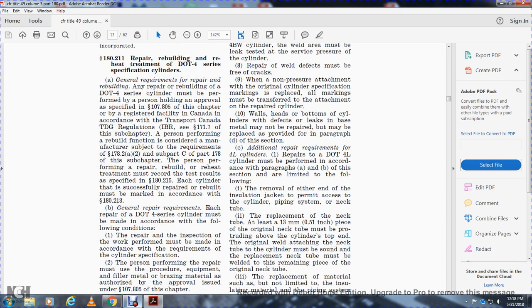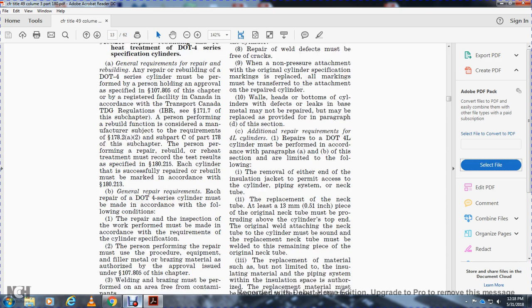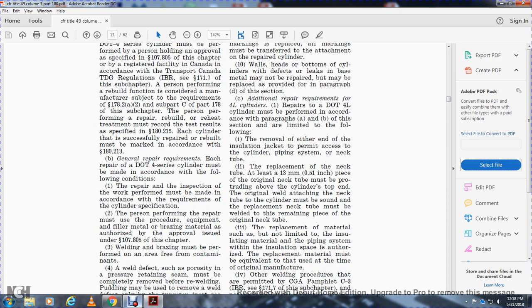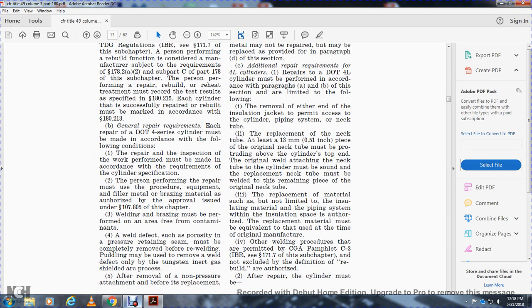General repair requirements. The repair of DOT 4-series cylinders must be made in accordance with the following conditions. The repair and the inspection of the work performed may be in accordance with the requirements of the cylinder specification. The person performing the repair must use the procedure, equipment and filler metal or brazing material authorized by the approval issued under 107.805. The welding or brazing must be performed in an area free of contamination.